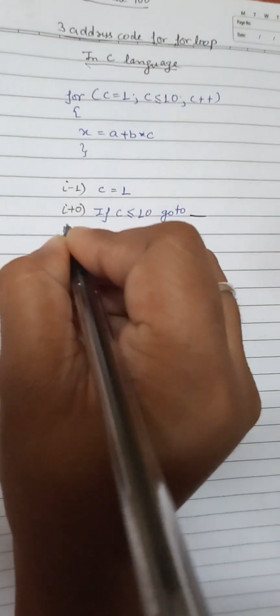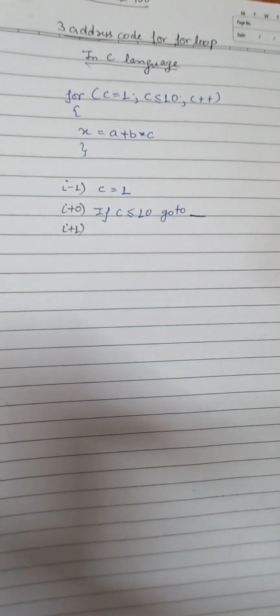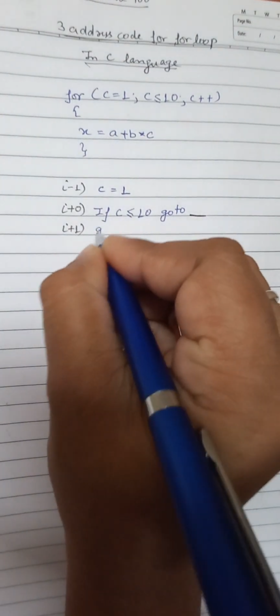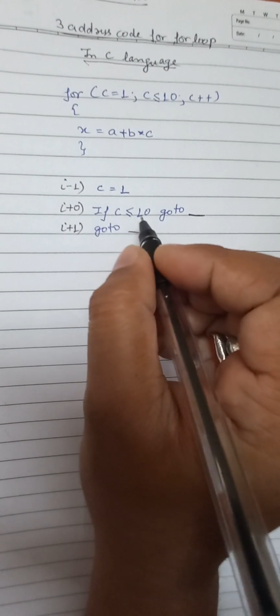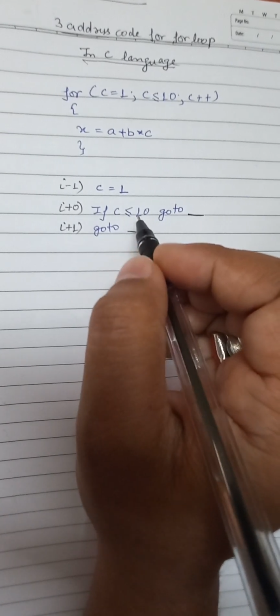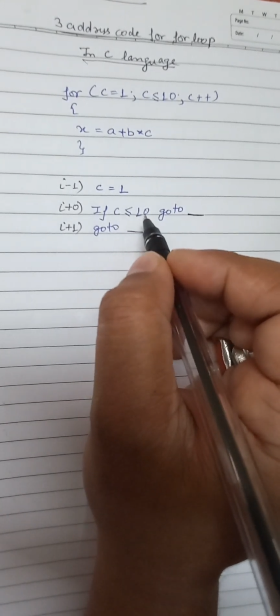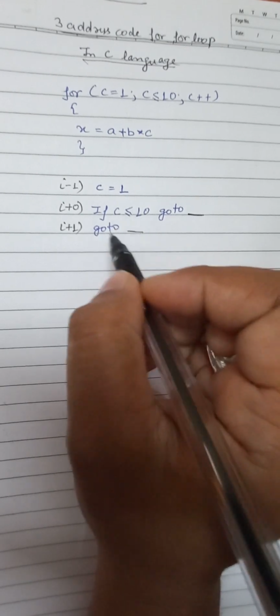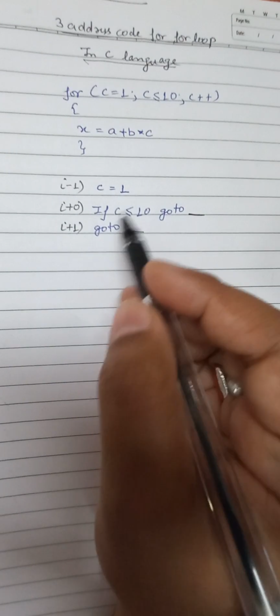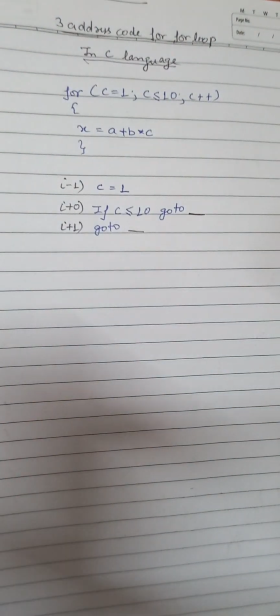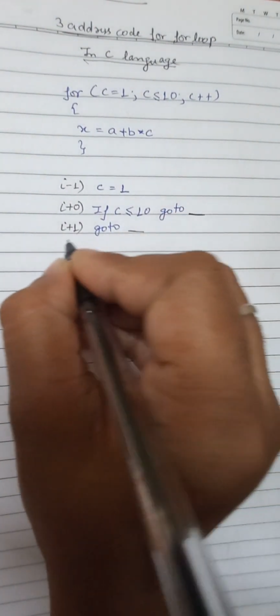Then after that we are writing i + 1, then go to. And this is the condition for when the for loop terminates or becomes false. The value of c will be greater than 10. Then it should terminate and go after the loop. So this line is exactly after that loop, so it will go out of the loop. Where it will go, we will see later.